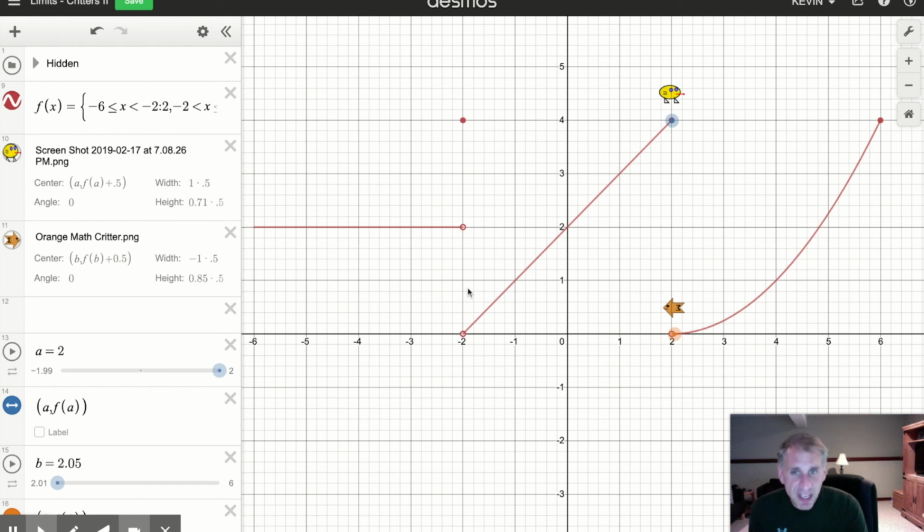So left-hand limit, you are starting from the left of the point and heading to it. Right-hand limit, you are starting to the right of the point and going to it. In order for a limit to exist at a point, the left-hand limit and right-hand limit have to be the same. This is what a left-hand limit looks like as we are moving towards that point. This would be the limit as x approaches 2 from the left. And then this other one here is the limit as x approaches 2 from the right.